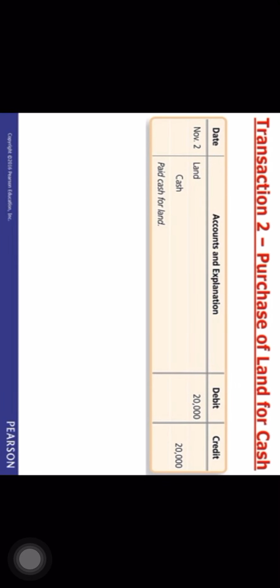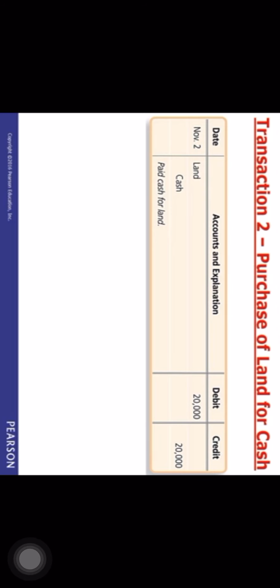When we record this transaction in the journal, we start with the date, November 2nd. Land is listed first because we debit the land account for $20,000. Cash is listed second because that's the credit account. And again, notice we indented here to highlight it's a credit of $20,000. The fourth step is to write the explanation, and Smart Touch Learning paid cash for land.